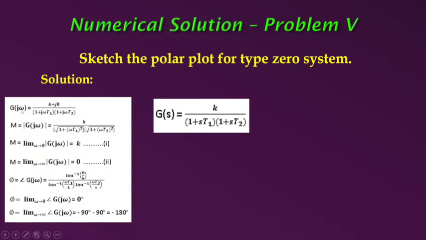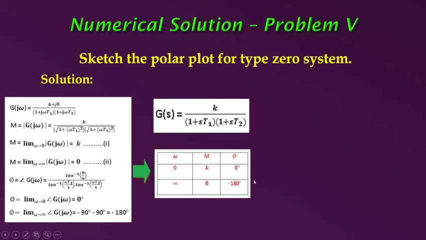Put s = jω, then calculate the magnitude. Magnitude equals K divided by root over (1 + ω²T1²) into root over (1 + ω²T2²). Taking the angle, this is equal to tan inverse 0 by K, minus tan inverse ωT1 divided by 1, minus tan inverse ωT2 divided by 1.